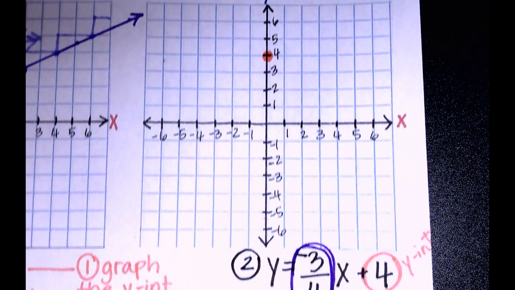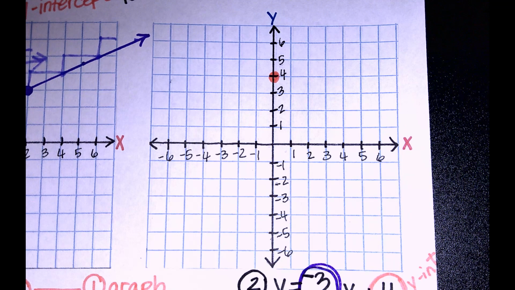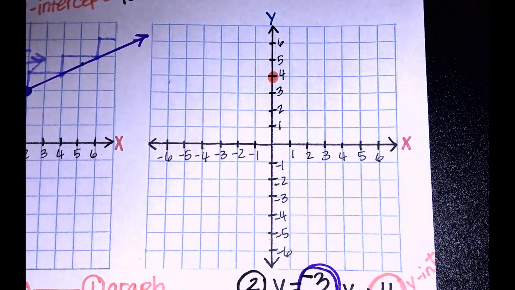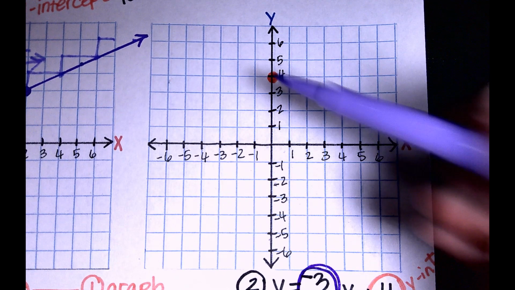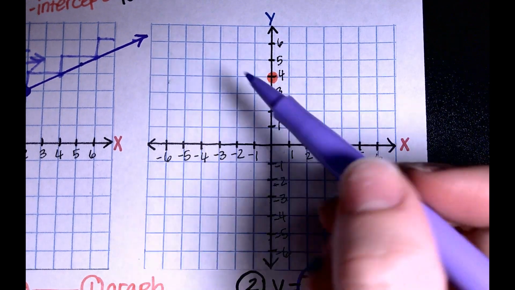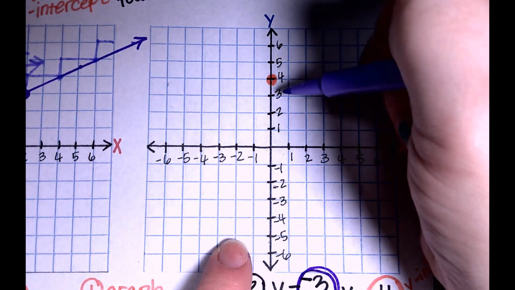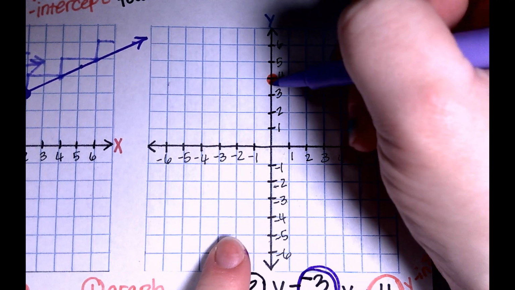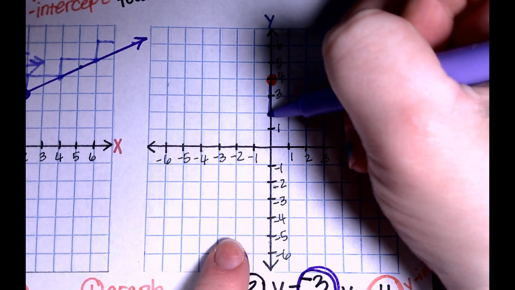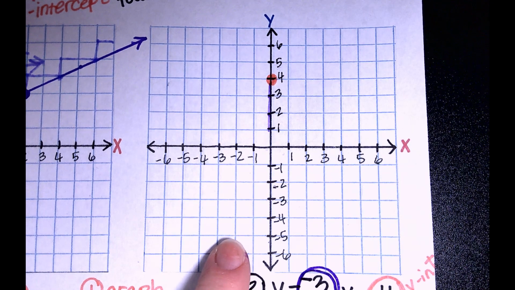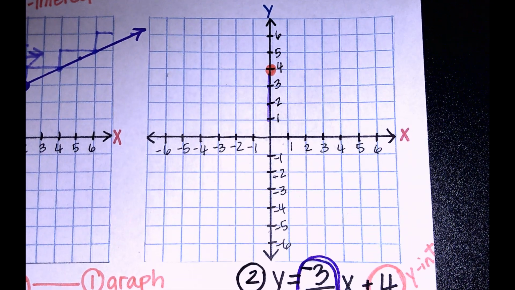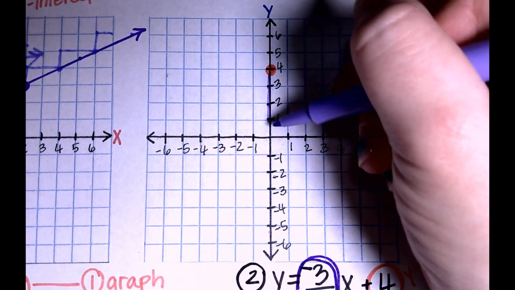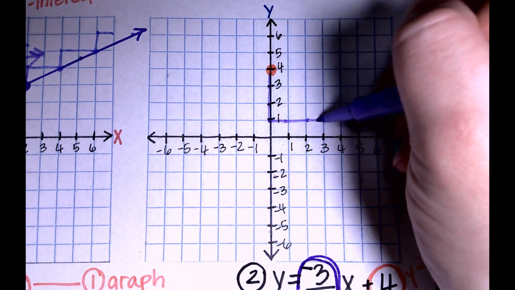I'm going to go back up to my graph, and from here, we are going to find our next point. Now, do I start from 0 or from 4? 4. This is your starting point. My rise is -3, so I'm going to go down 1, 2, 3. My run is 4, so I'm going to go over 1, 2, 3, 4.